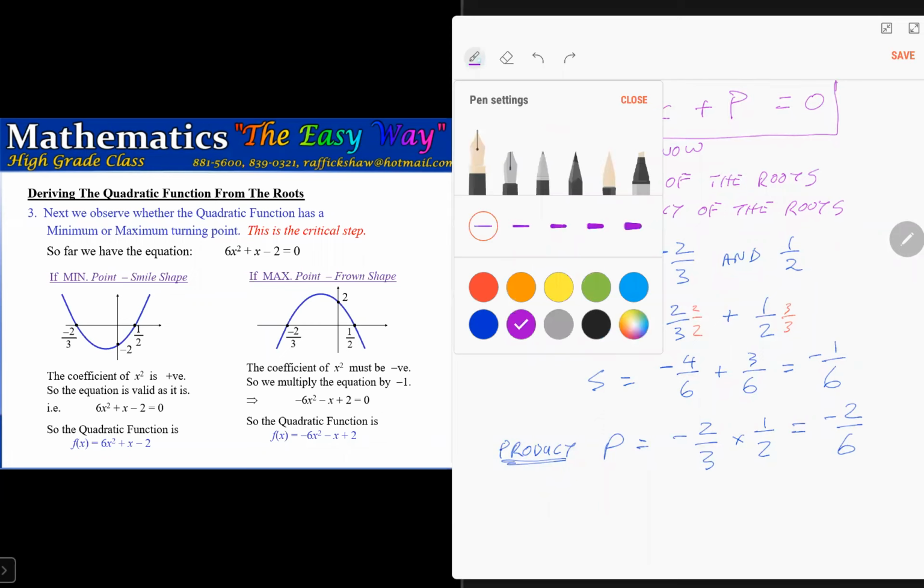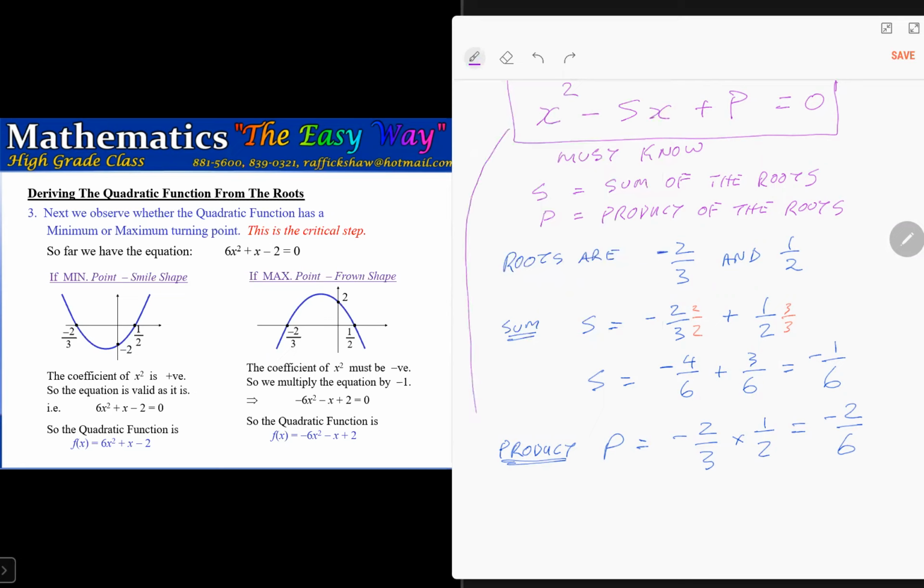Going back to the equation now. The equation with those two roots is therefore x squared minus, remember the S now is negative 1/6, and negative 1/6 times x. Don't forget that, times x. And then you're adding the minus 2/6. If you're adding minus 2/6, it's the same as just saying minus 2/6. So the plus P is minus 2/6.